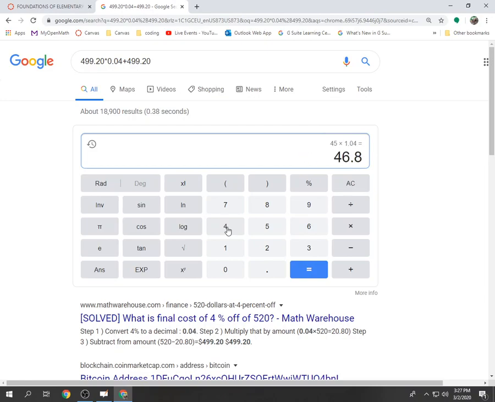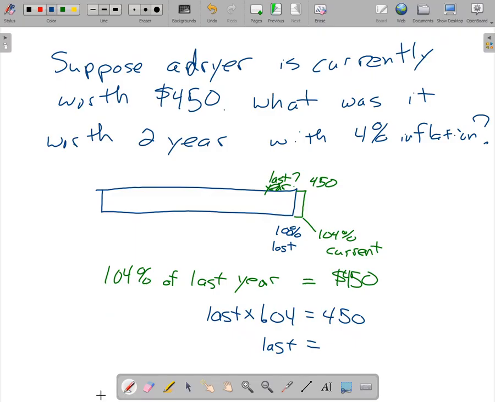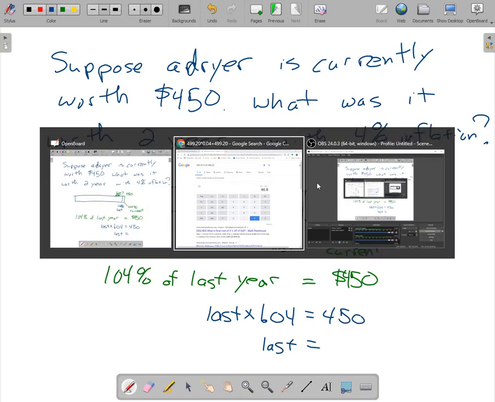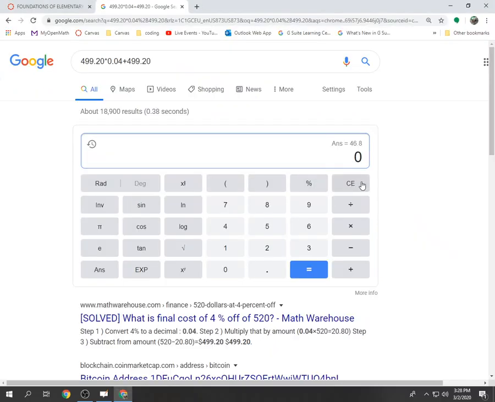Oh, I mistyped that. Last year it was $468. Can you find the year before now? Oh, no, times and mistakes. 460. I did that wrong. I forgot to divide. That doesn't make sense, does it? Divided by, oops, 432 rounded to 69 cents.